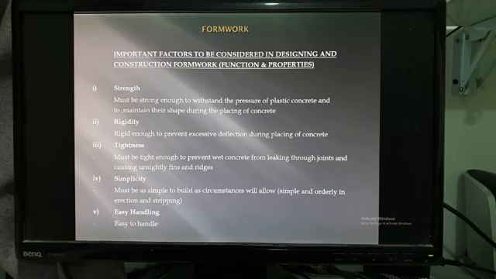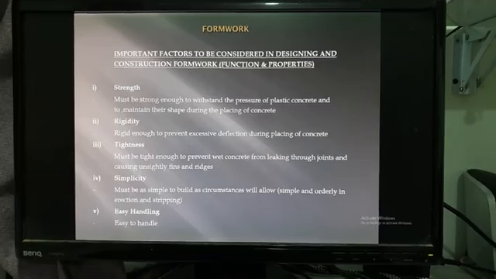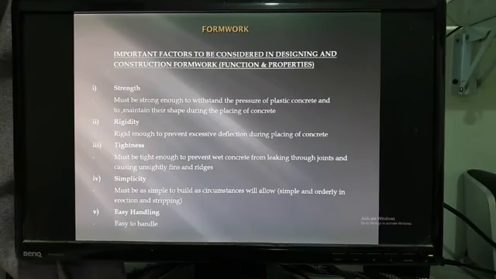Next is tightness. We do not want the concrete to leak through the formwork, especially through the joints of the formwork. Simplicity: it must be built as simple as possible because let's face it, it's just a temporary work. So we want to build it simple, easy to build, easy to be taken off.